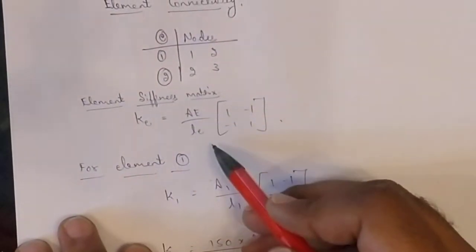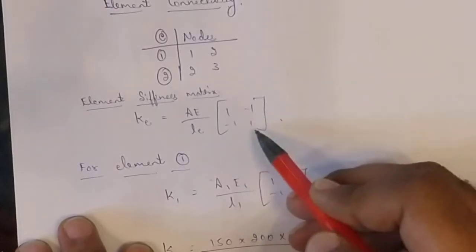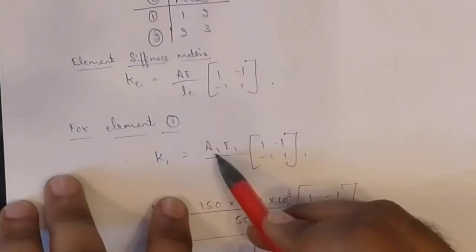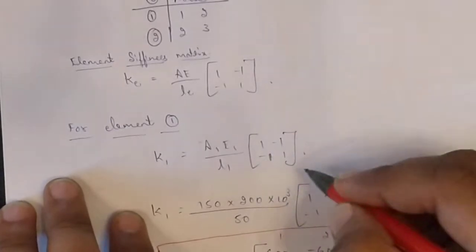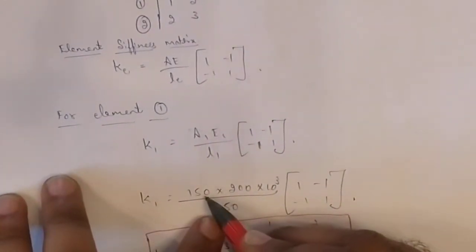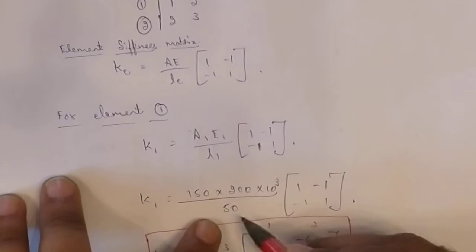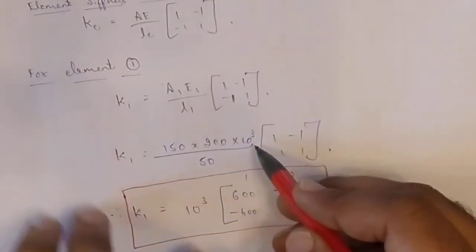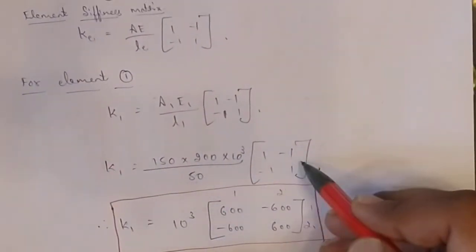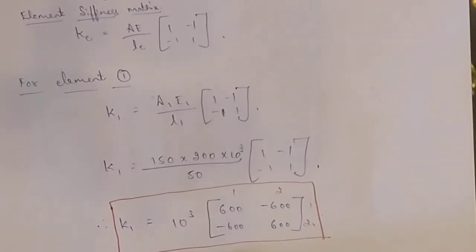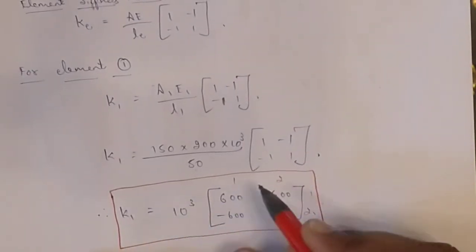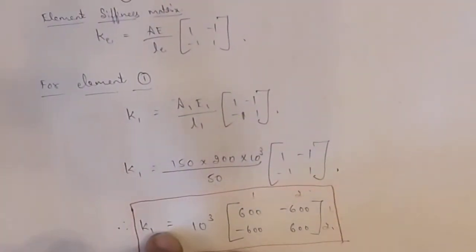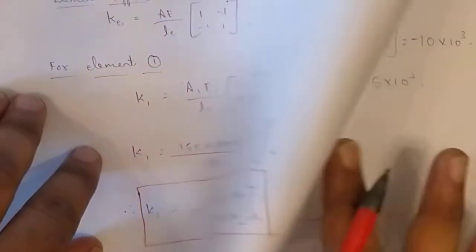Next, element stiffness matrix. Ke is equal to Ae by Le times [1 -1; -1 1]. For the first element, K1 is equal to A1 E1 by L1 times [1 -1; -1 1]. Substitute the values of A1, E1 and L1. Keep 10 power 3 common, take everything inside, and you will get 600, -600, -600 and 600. The first element is between nodes 1 and 2, so just write 1 2 1 2 for your understanding.